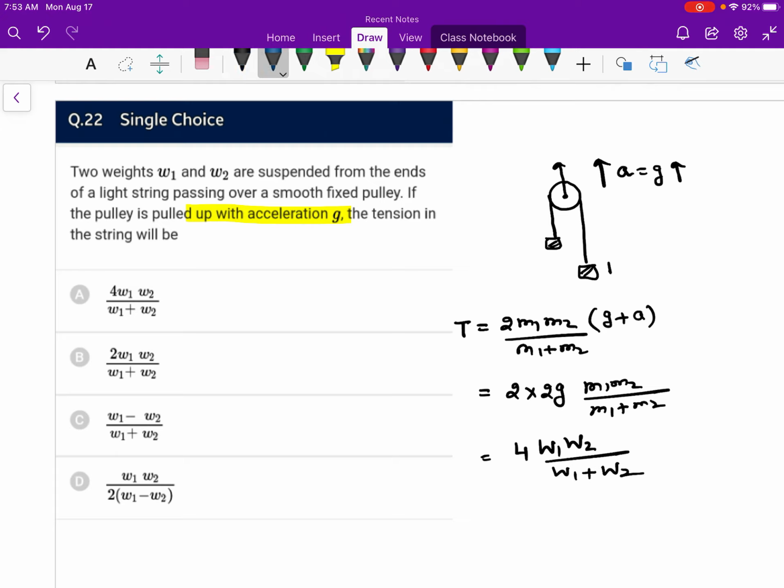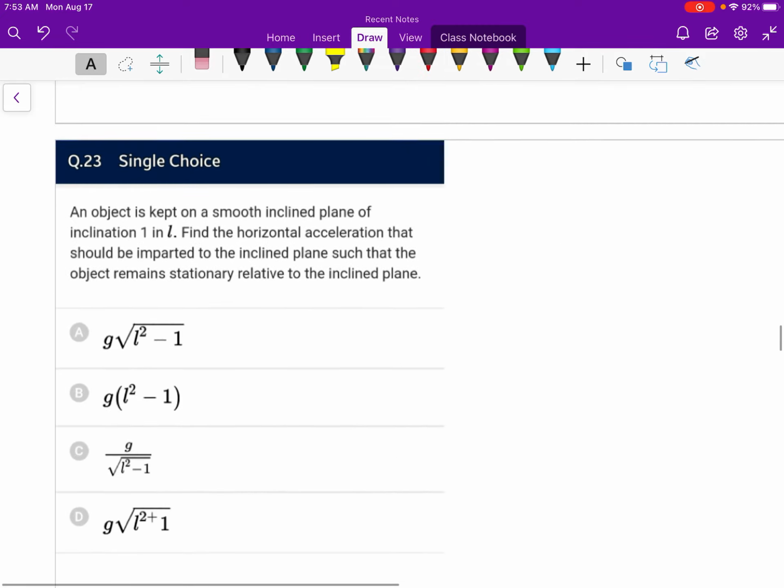This has saved us our time. Otherwise we need to formulate the equations. Alternately, we need to write down the equations on the two blocks and then solve them.